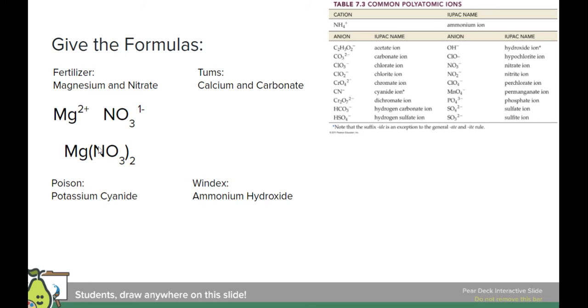All right, so do the same thing. You can do it on a scratch piece of paper and then put it in your answers for this portion of the Ed puzzle. For Tums, which is calcium carbonate, the poison potassium cyanide, and Windex, which is ammonium hydroxide. That one's going to use both a cation and an anion that are polyatomic.